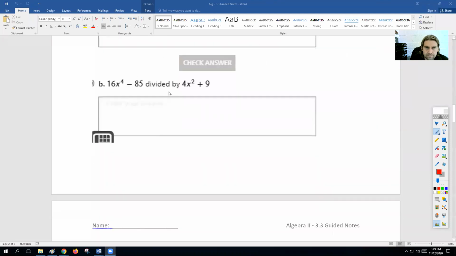Alrighty. So we're going to take 4x squared plus 9, but I'm going to put spaces in here. 4x squared plus 0x plus 9, and divide 16x to the 4th plus 0x cubed plus 0x squared plus 0x minus 85. Ooh, a lot of things going on there. All right, so we just take our time, one thing at a time.